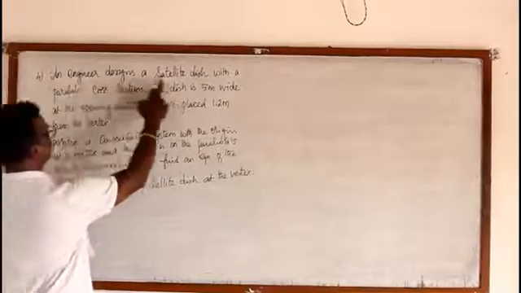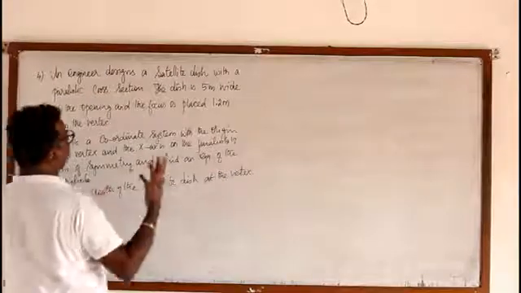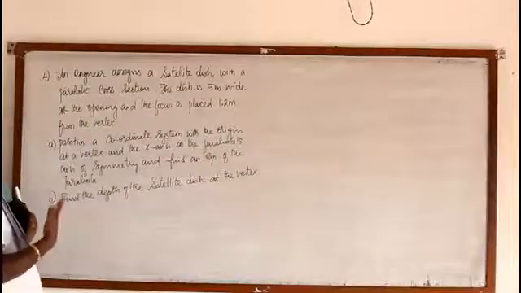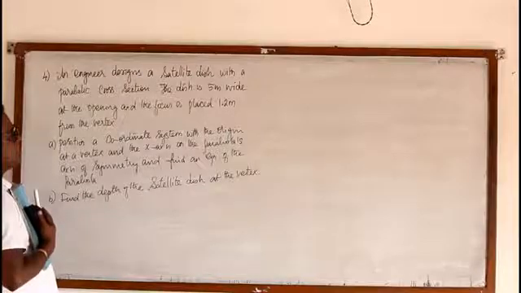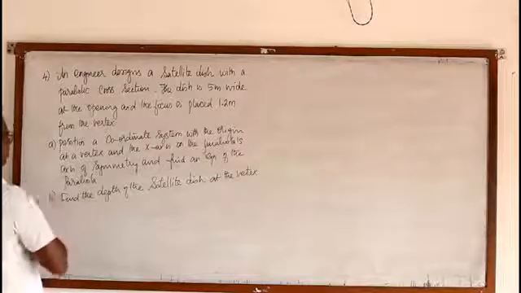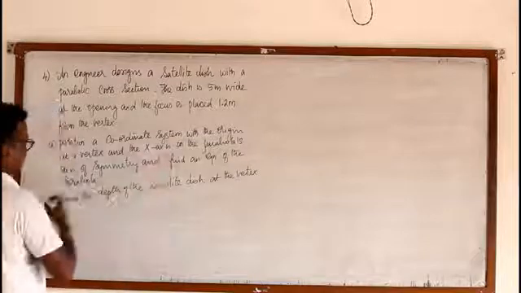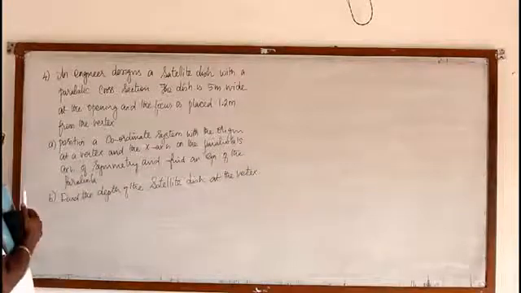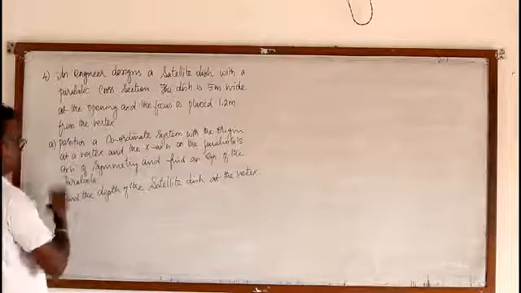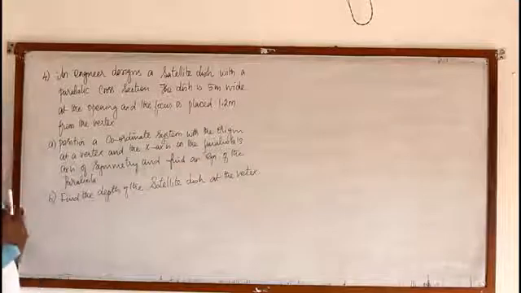Now, next question number 4. An engineer designs a satellite dish with a parabolic cross section. So a parabola is given. The dish is 5 meters wide at the opening and the focus is placed at 1.2 meters. So the width of the dish is given, and also the distance from the vertex to the focus is 1.2 meters. Now, position a coordinate system with the origin at the vertex and the x-axis on the parabola's axis of symmetry. Find the equation of the parabola, and also the depth of the satellite dish from the vertex.